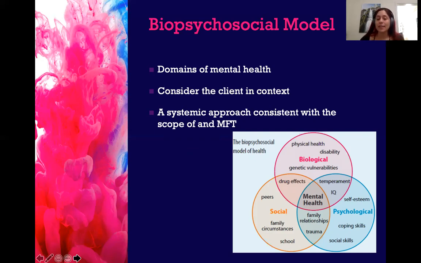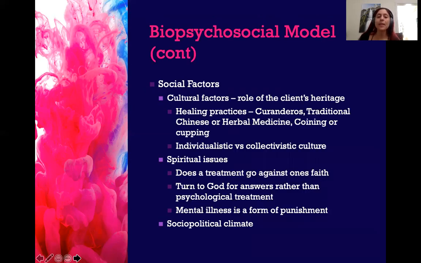Psychological factors, things like affect, behavior, cognition. We want to find out what those things look like for this person. What is their functional ability? How do they make sense of the world, and so on. And then social factors include significant relationships, culture, the sociopolitical environment, and so on. And I find this particular domain to be especially important, so I'm going to elaborate on it a bit more.